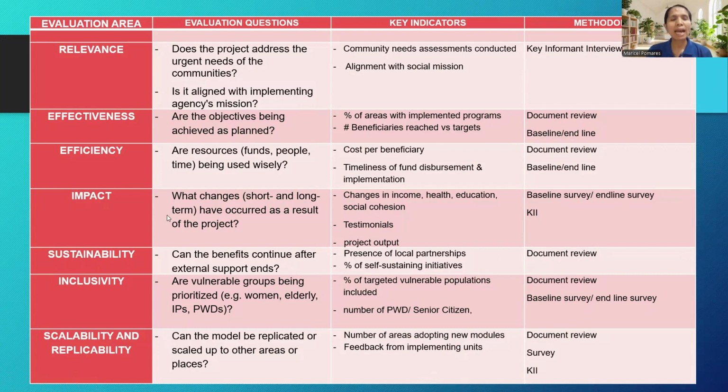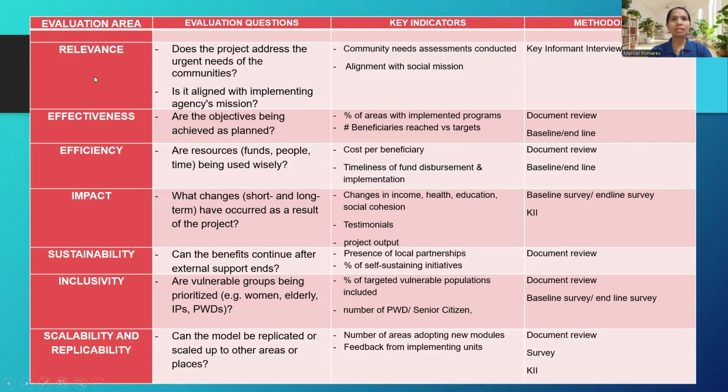Now, you can see I have the column 1, the evaluation area, column 2, the evaluation questions, and column 3 is the key indicators and the methodology. Now, inside the evaluation area, I chose relevance, effectiveness, efficiency, impact, sustainability, inclusivity, scalability, and replicability. Now, let me discuss why I included these areas to be evaluated.